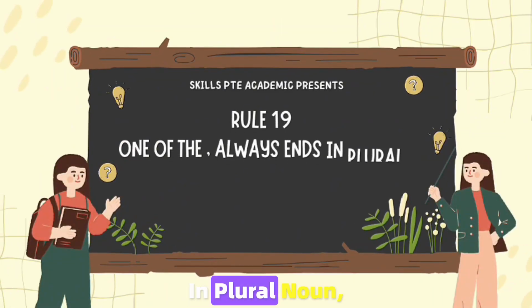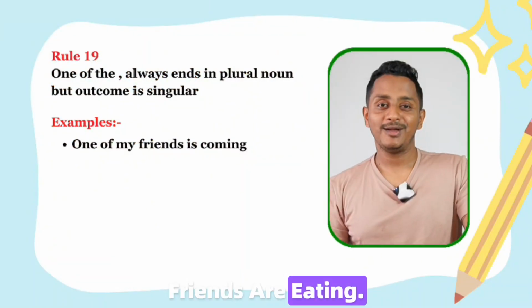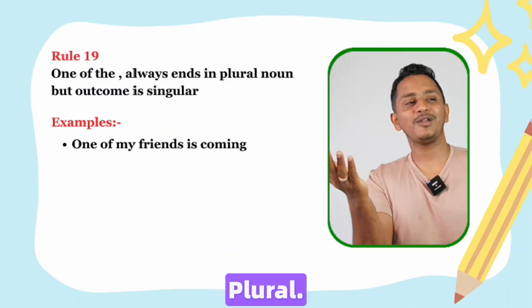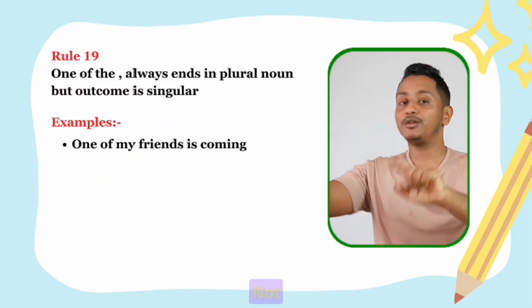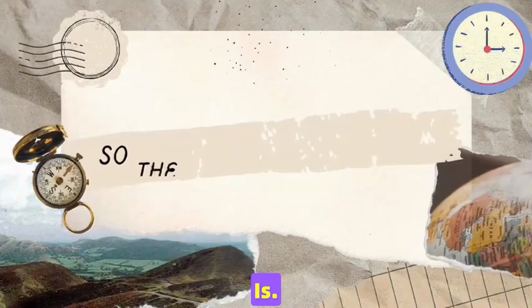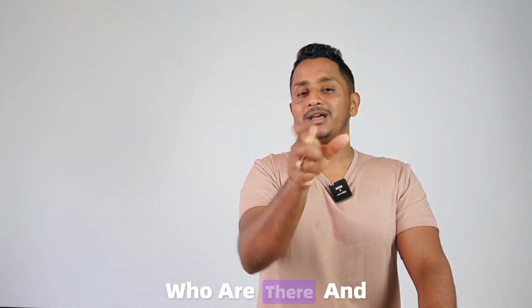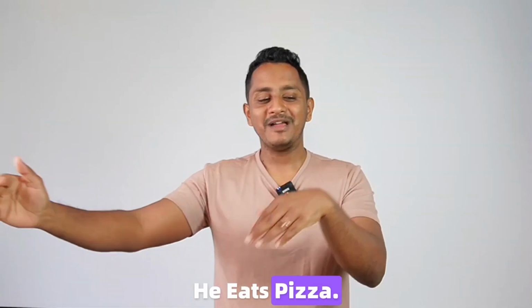Noun S, remember. The 19th rule: one of the always ends in a plural noun, but the outcome is singular. He is eating, one of my friends is eating, not one of my friends are eating. One of my friends, it's one only, but one of the ends in plural. So the outcome is singular. He eats pizza. One of my friends eats a pizza. Don't see the word friends there and think eat has to come. No, one of my friends is one only.